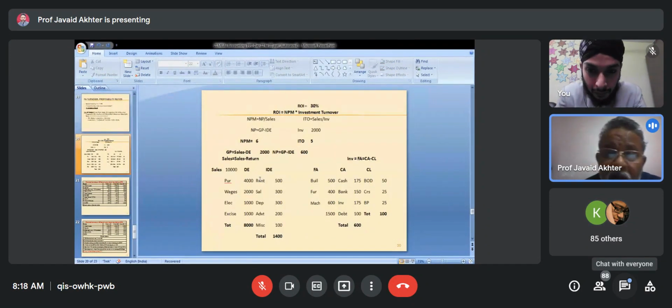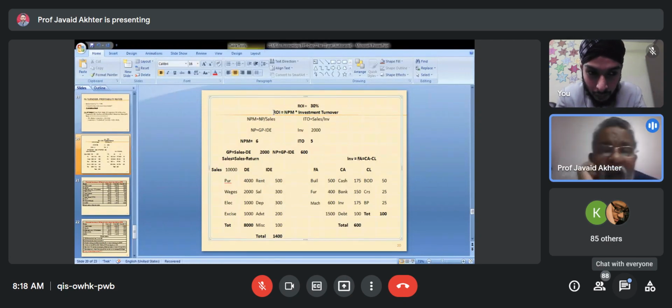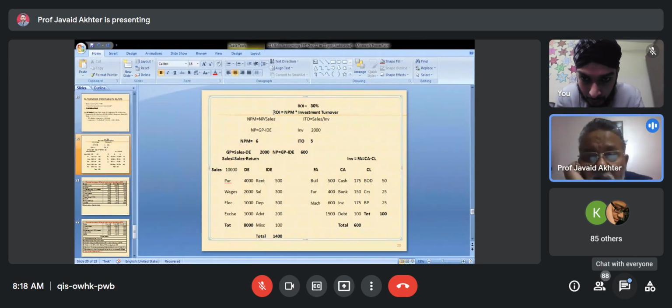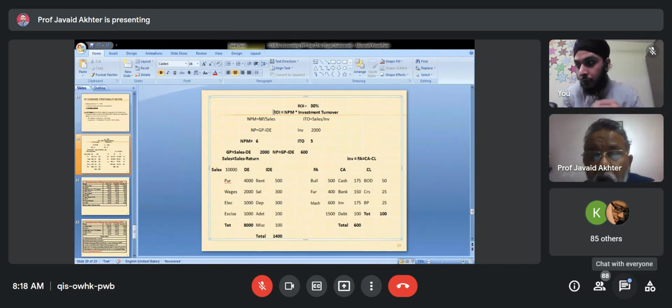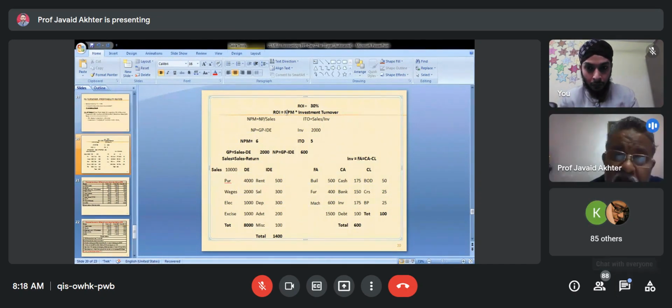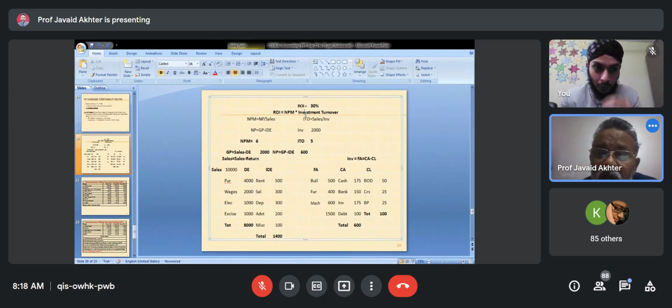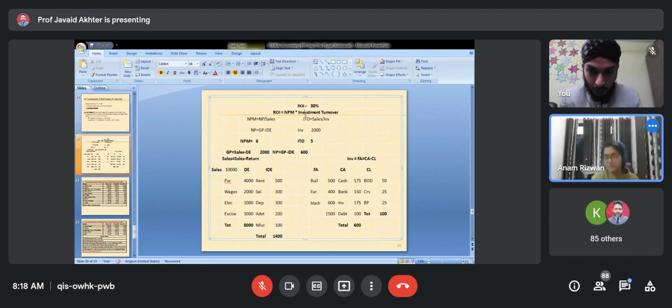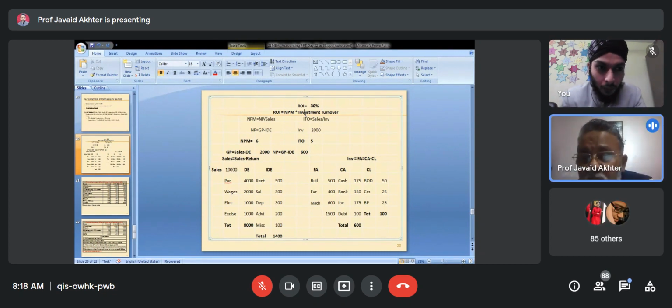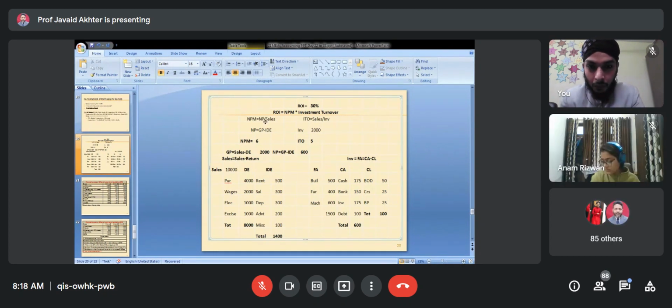Return on investment is equal to, look at this second line. What I have written here, ROI is equal to net profit margin multiplied by investment turnover. Is that clear? Yes, sir. Okay. By the way, this figure NPM, you have already calculated in the previous two ratios. You have calculated net profit margin, isn't it? You have also calculated investment turnover. Okay.